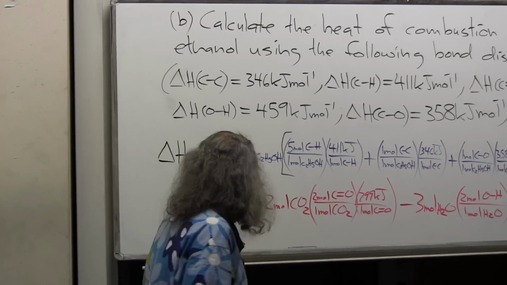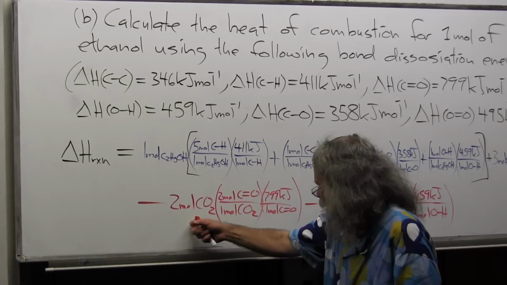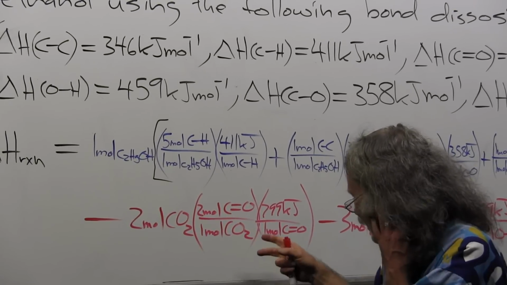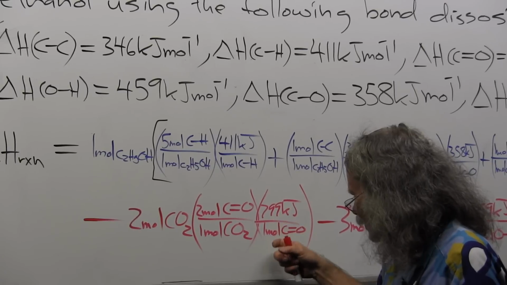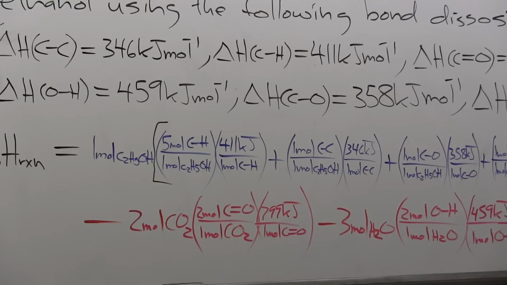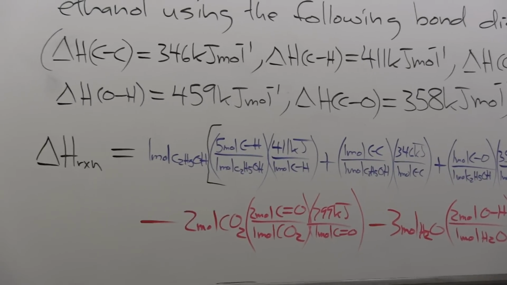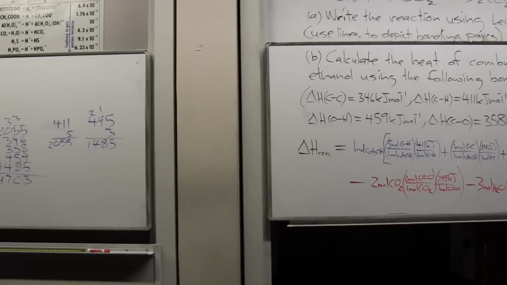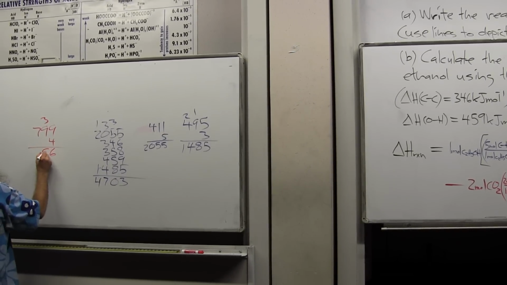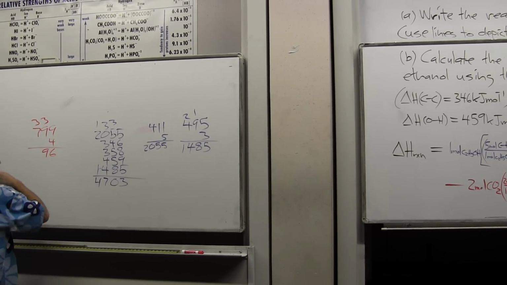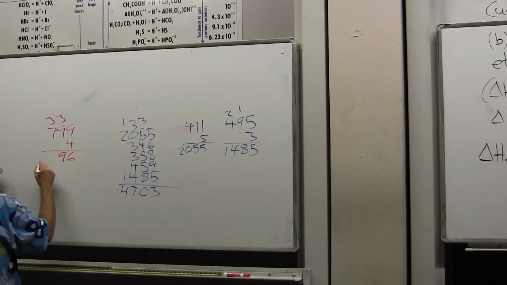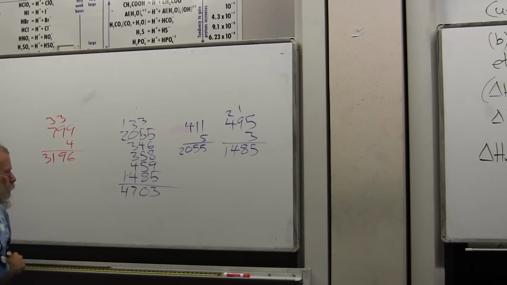Now let's do the same thing with the exothermic part, the bond formation. Okay, I have 2 moles of carbon dioxide, I have 2 moles of carbon-oxygen double bonds for every 1 mole of carbon dioxide, and 799 kilojoules. So that is 2 times 2 is 4 times 799. So I have 799 times 4. 9 times 4 is 36. 9 times 4 is 36. And 7 times 4 is 28. And 3 is 31.